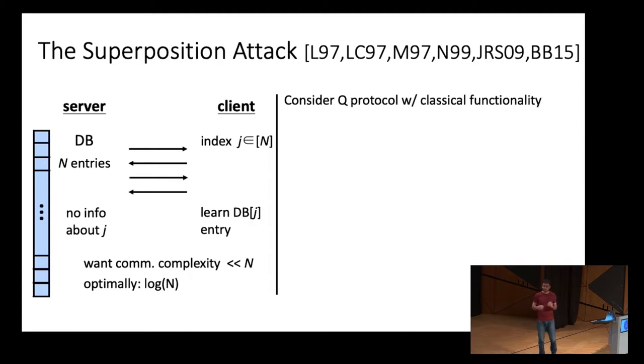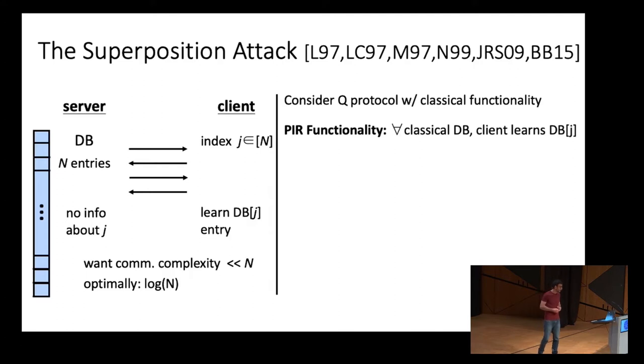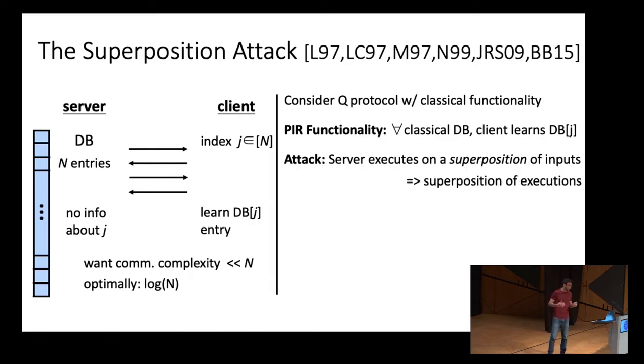So let's consider a quantum protocol. I'm going to talk about PIR specifically, and it has classical functionality. So we can think about a classical database as input and a classical index as the input for the client. And the functionality is that for any classical database, we're guaranteed that the client should learn the jth element of the database. So what is the attack?